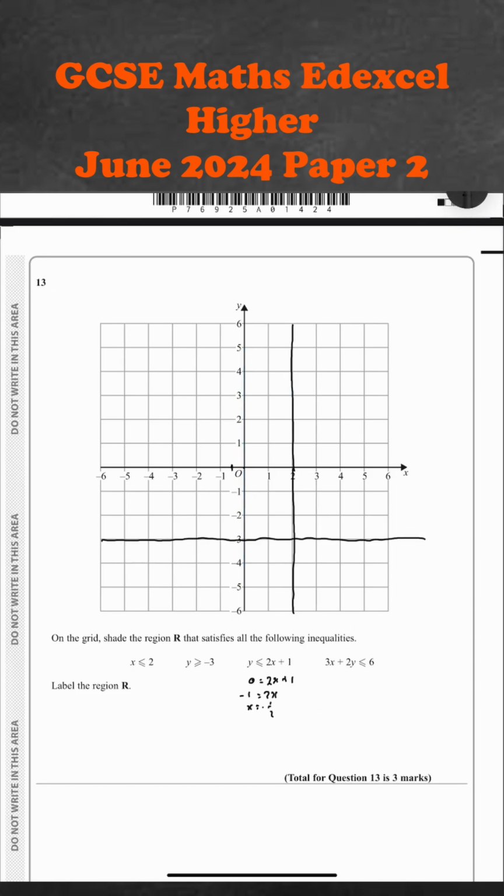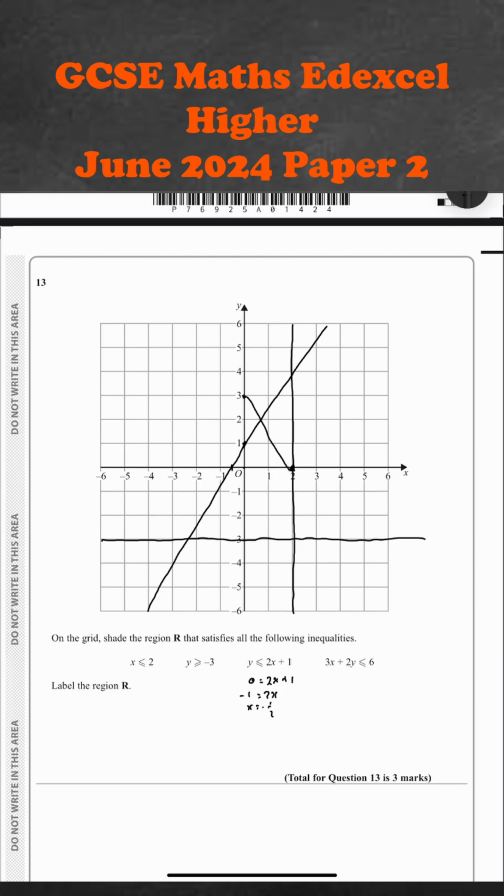And we know it's a straight line. So we're just going to draw it through roughly here, like that. And the last one, 3x plus 2y is less than or equal to 6. In a similar way, when x is 0, we're going to have y is 3. So x is 0, y is 3. And when y is 0, x is going to be 2. That's here. It's a straight line.